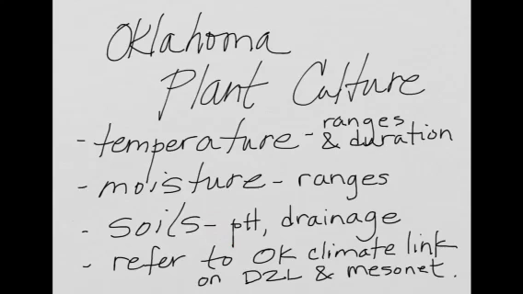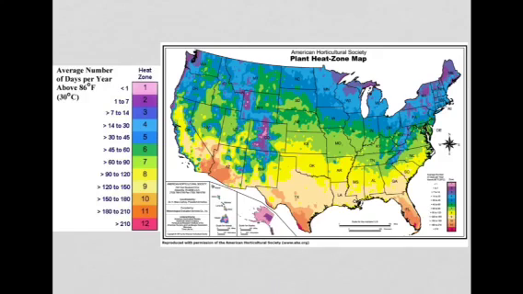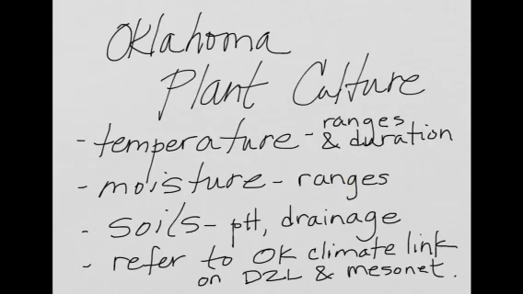And the actual soil texture will affect the drainage. If there's a lot of clay content, a lot of very small particles in the soil, the water doesn't drain through the soil quite as well, and then you'll have a lower oxygen content, which affects the growth potential and just the overall health of quite a few plants. And at the very end, we're going to refer to the OK Climate link, which is on the internet, and I have a link on D2L and also on this page, and also on Mesonet.